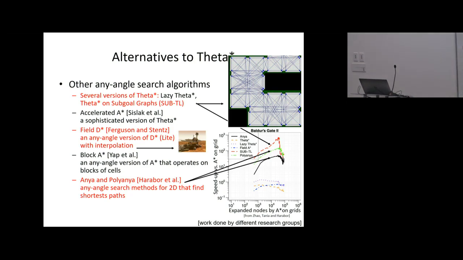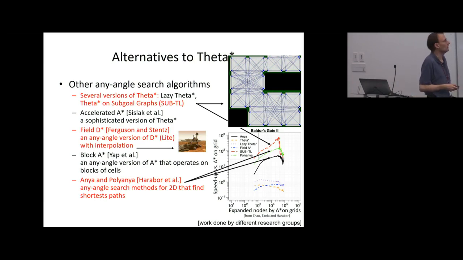Out of the other any angle search algorithms, let me point out Field D star here for two reasons. A, it predated Theta star. B, it has been used on Mars rovers, same team as before, because they put together this D-star algorithm and this any angle component into one algorithm. So now we have an incremental any angle algorithm. So you can sort of mix and match some of the various techniques that we learn about here.